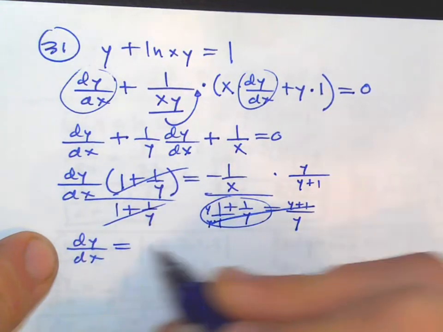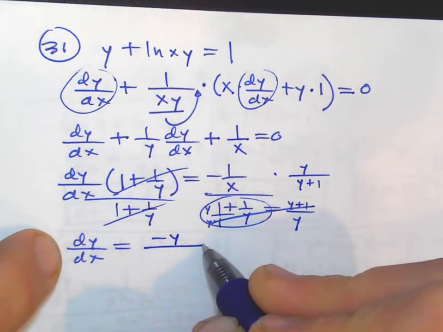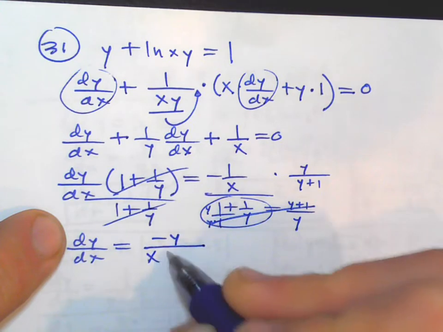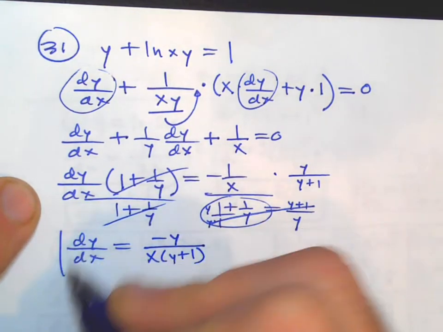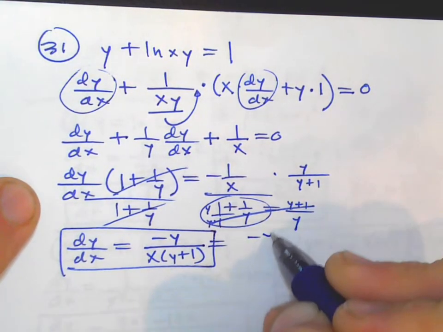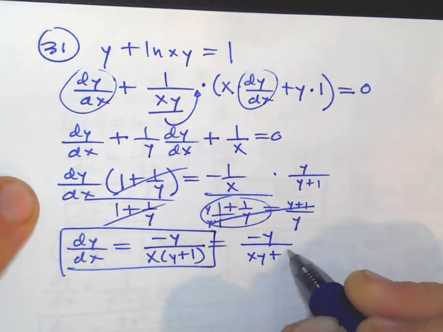So it's going to be negative y over x parentheses y plus 1. So you can do that. You do negative y over xy plus x. That's fine.